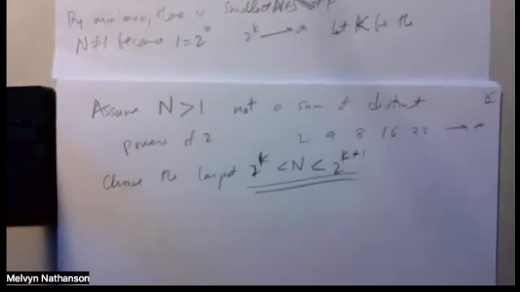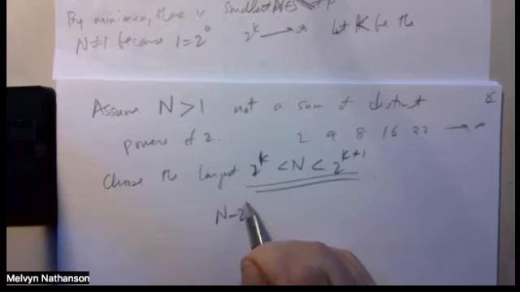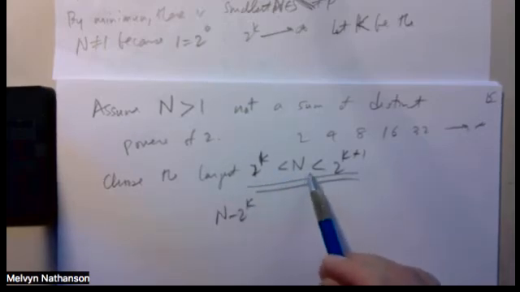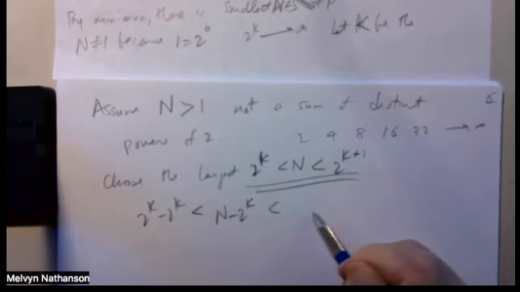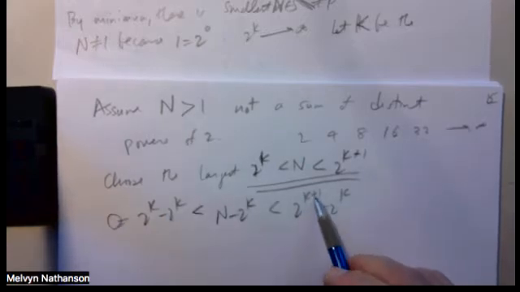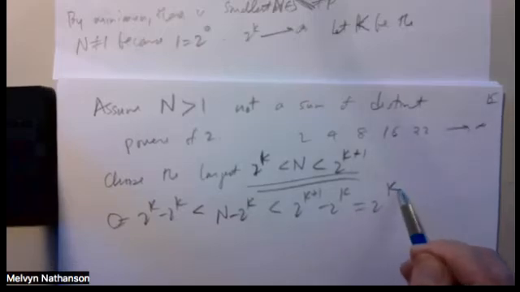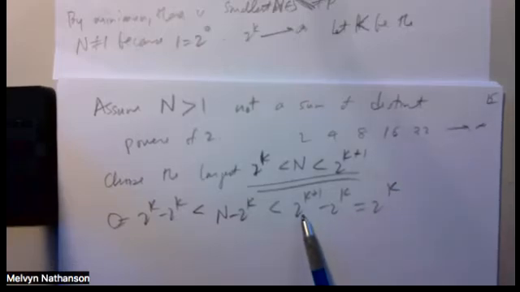And N is the smallest positive integer that's not a sum of distinct powers of 2. So consider the number N minus 2 to the K. If I subtract 2 to the K from this inequality, this is greater than 2 to the K minus 2 to the K, and less than 2 to the K plus 1 minus 2 to the K. Right? 2 to the K minus 2 to the K is 0, and 2 to the K plus 1 minus 2 to the K is 2 times 2 to the K minus 2 to the K, which equals 2 to the K.